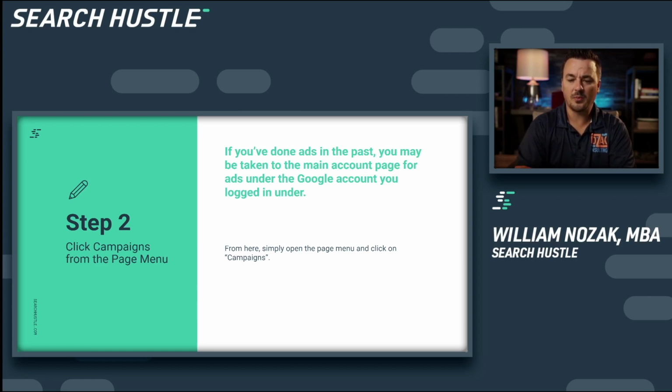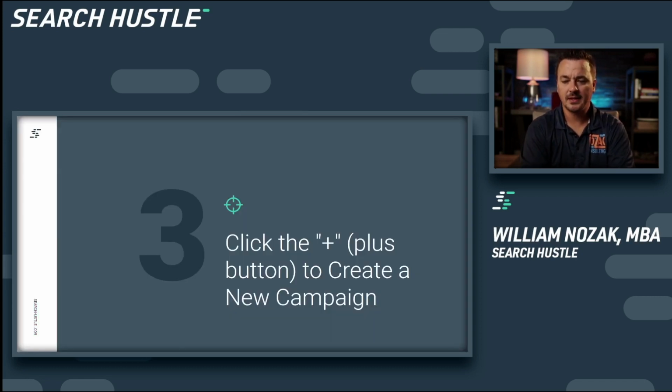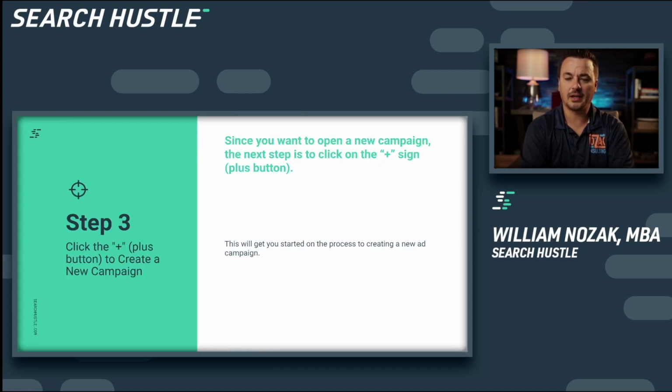From here, simply open the page menu and click on campaigns. Click that plus button to create a new campaign. There's going to be a little plus sign and it's not necessarily all that obvious to click if you don't do this all the time. Click that plus sign, and we're going to create a new campaign.